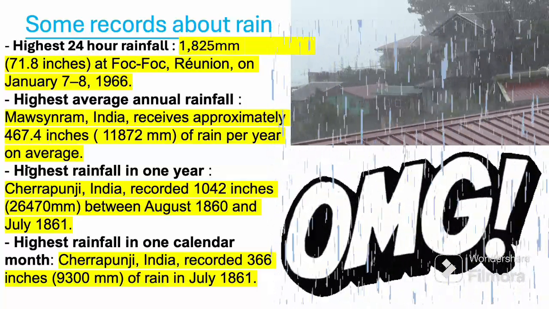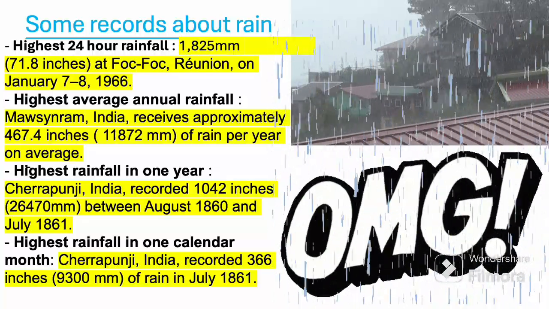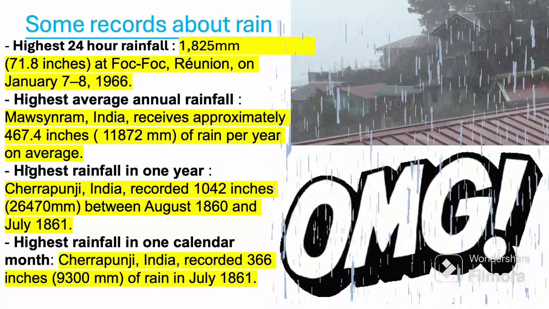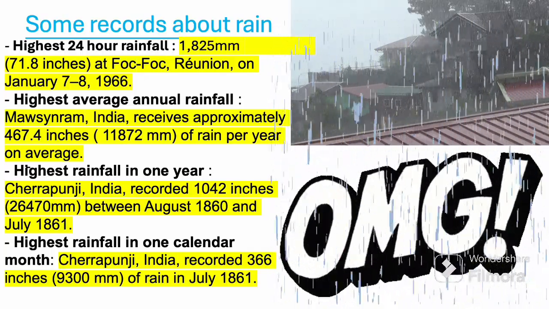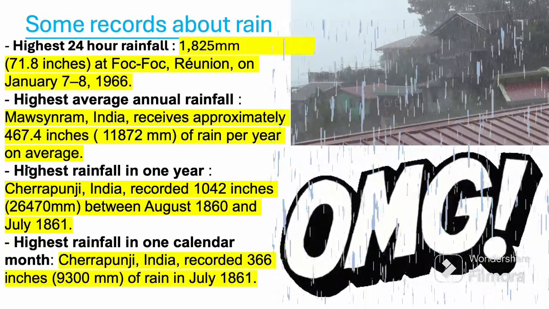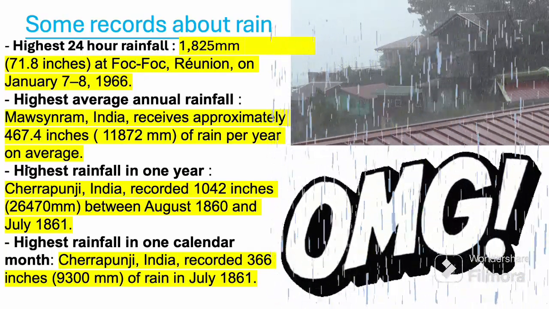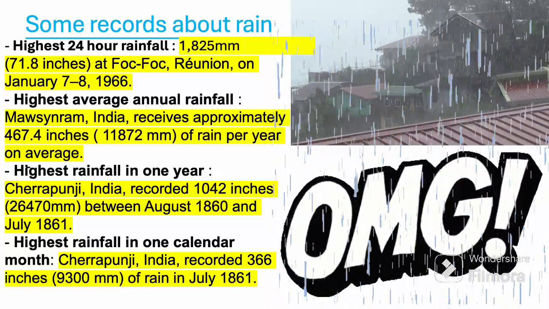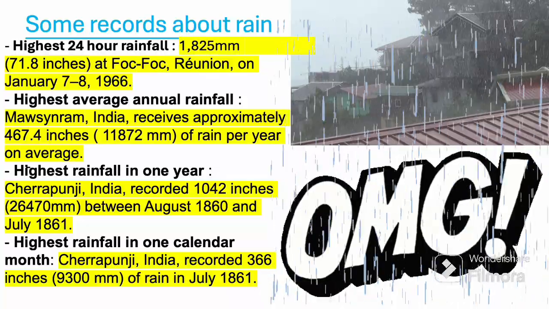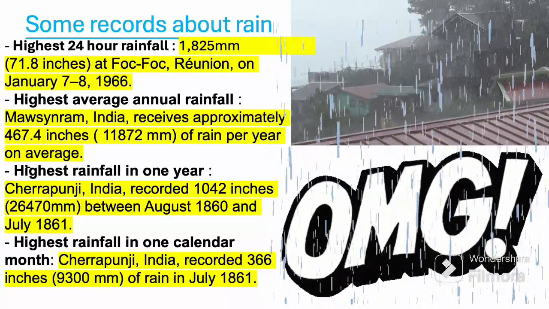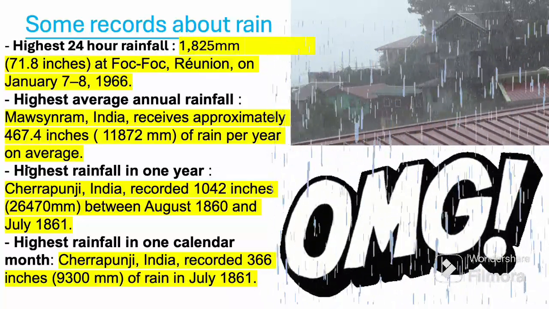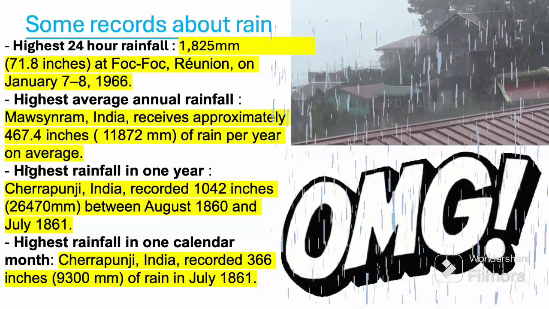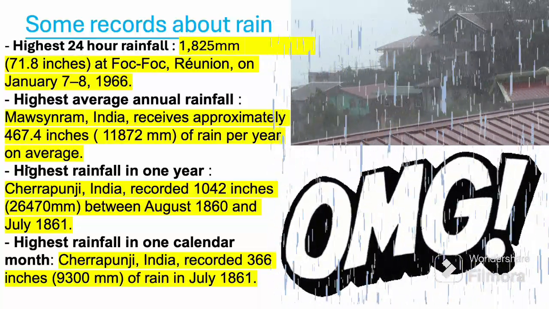Highest rainfall in 1 year. Cherrapunji, India, recorded 1,042 inches, about 26,470 millimeters between August 1860 and July 1861. Highest rainfall in one calendar month. Cherrapunji, India, recorded 366 inches, about 9,300 millimeters of rain in July 1861.